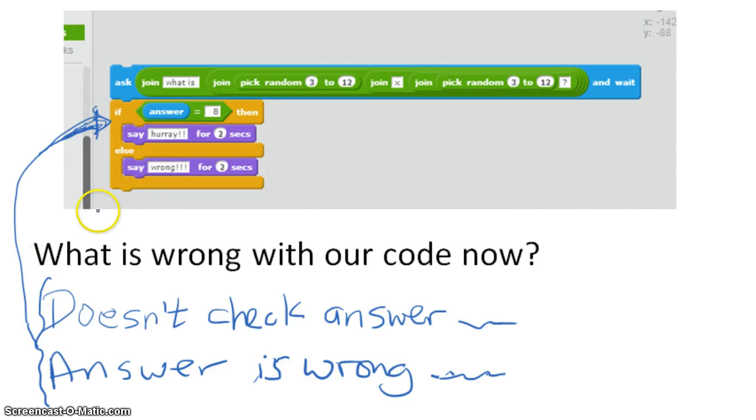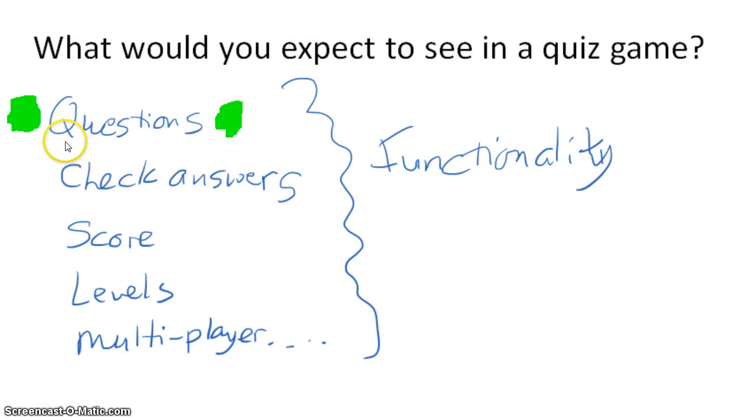So if we ask children what's wrong with the code as we've got it so far, then we should get answers around the fact that the answer that's being checked isn't correct, and so our if condition here isn't working as we want it to. It means that the questions bit is working here, but the check answers bit of our functionality does not work. So it doesn't matter how nice we make our background, etc. look, if we don't have the functionality of the quiz, then the game isn't good enough.